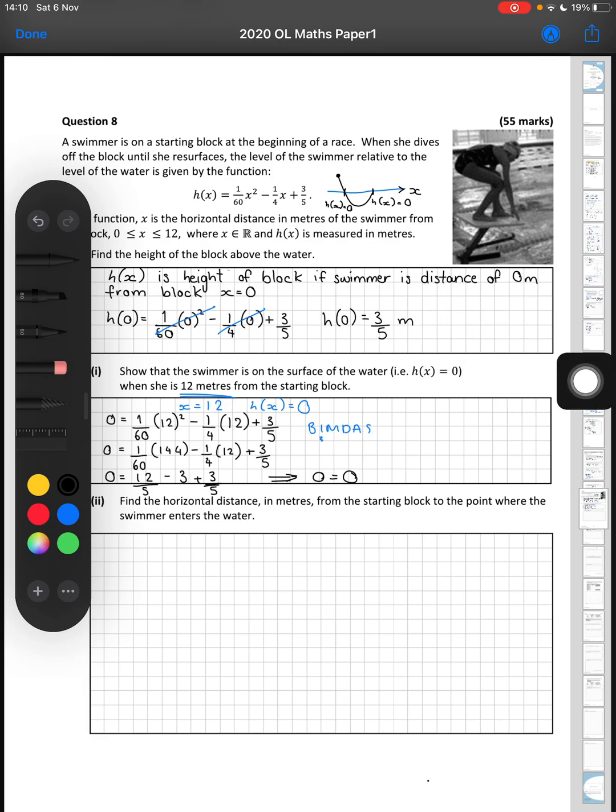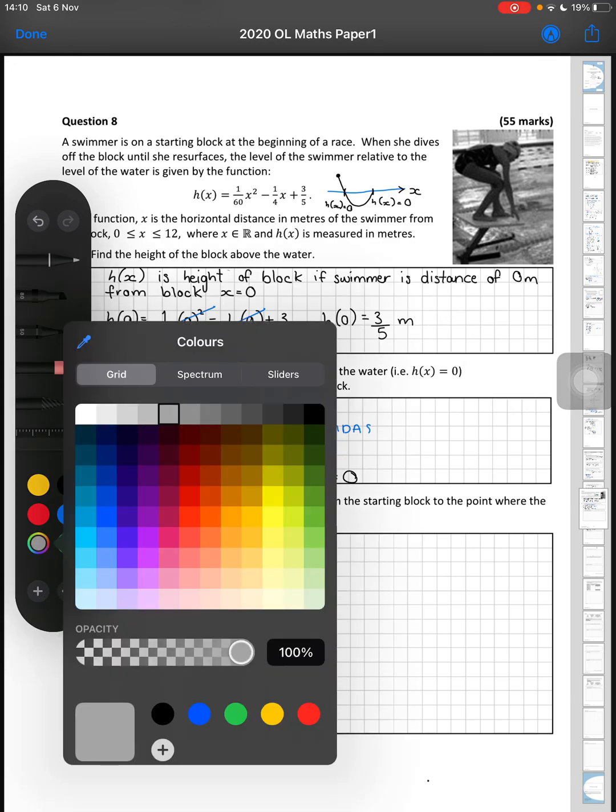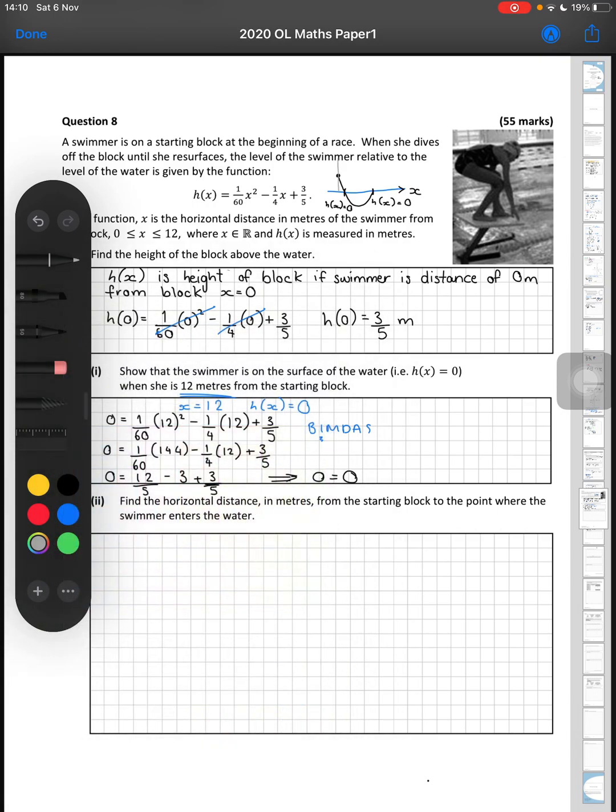So we have shown that when x is equal to 12, her horizontal distance from the block is 12. Let me add this into my little diagram up here. So this is 0. When she's 12 meters away here, when my x value is 12, she is at the surface of the water.